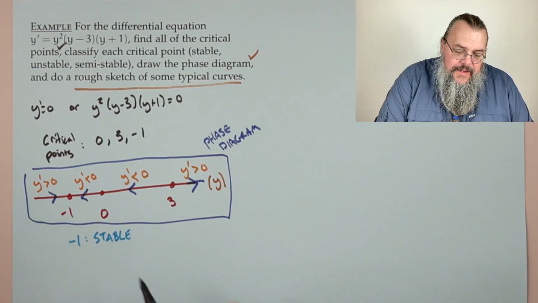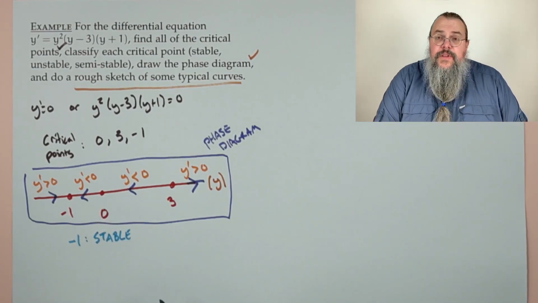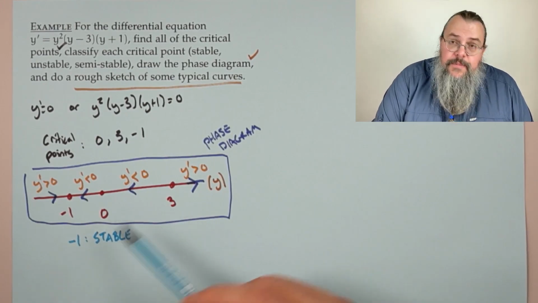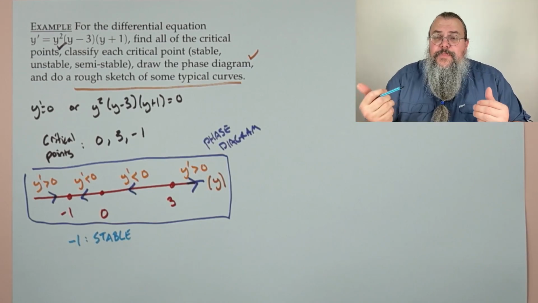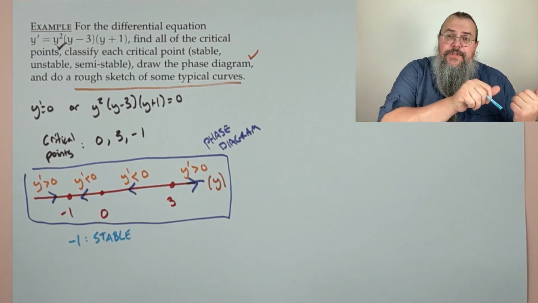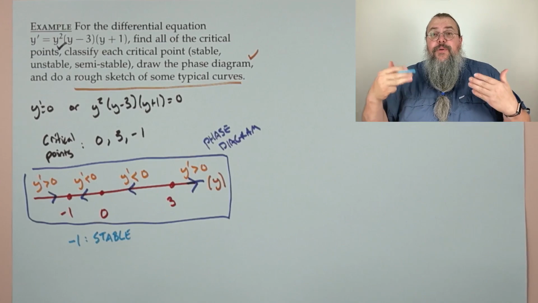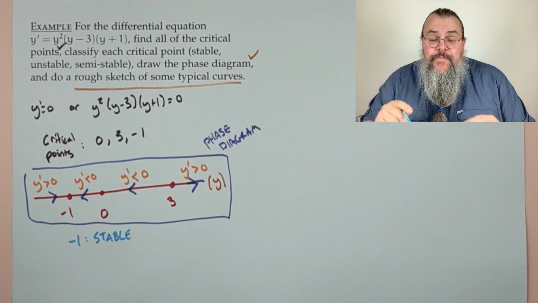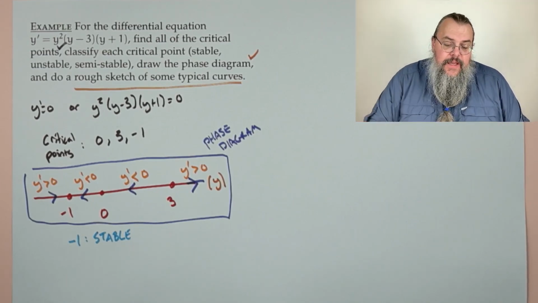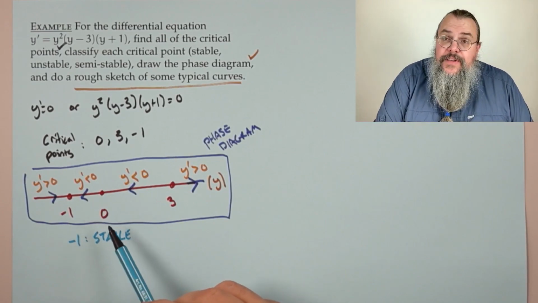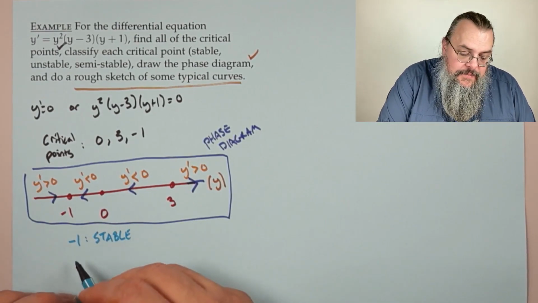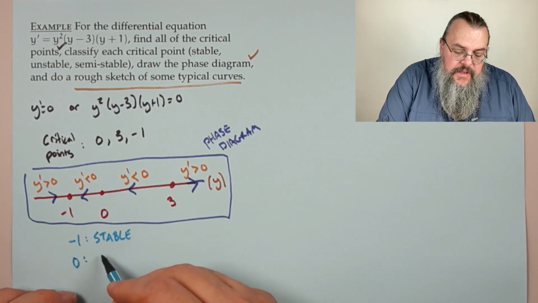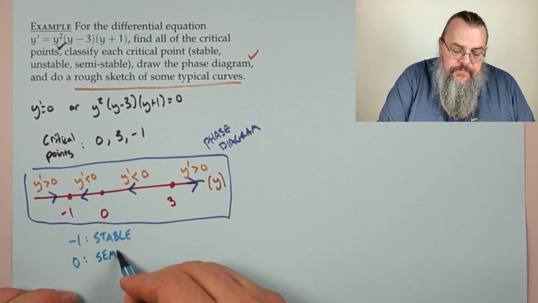All right, now for 0, what do we see? Well, the arrows are pointing in the same direction. They're pointing to the left. Now, it doesn't matter that they're both pointing left. They could both be pointing right. The key is they both point the same way. Since they're both pointing the same way, well, that means it's not stable or unstable. It's half, right? In between. And so that says 0 is semi-stable.